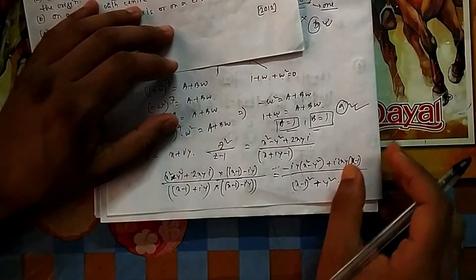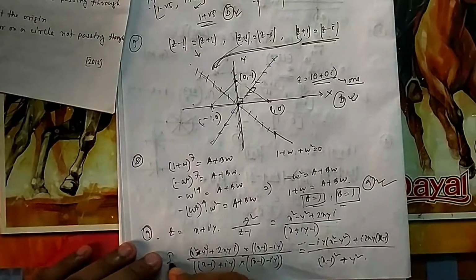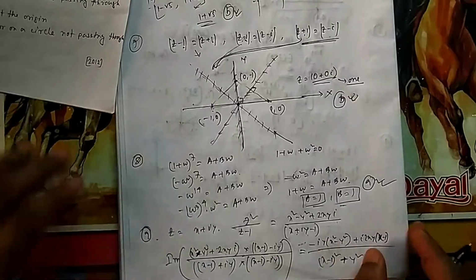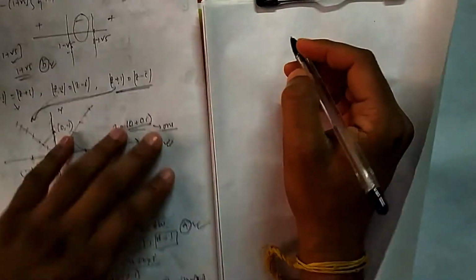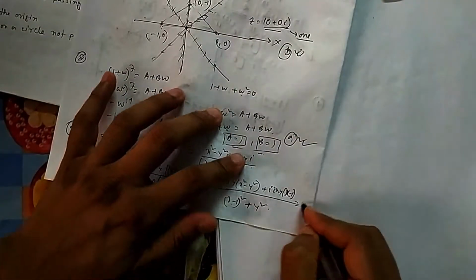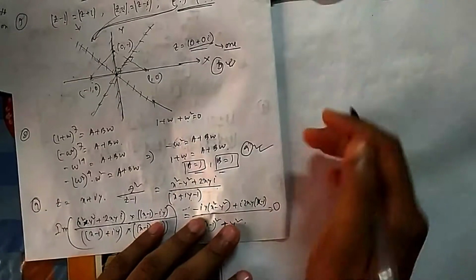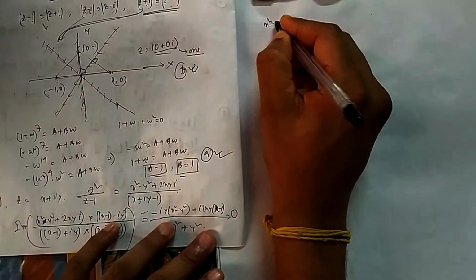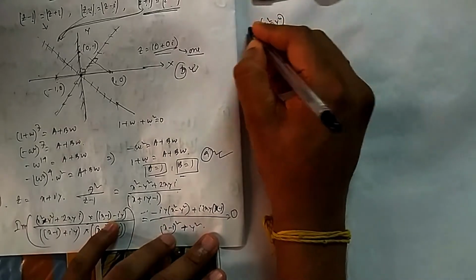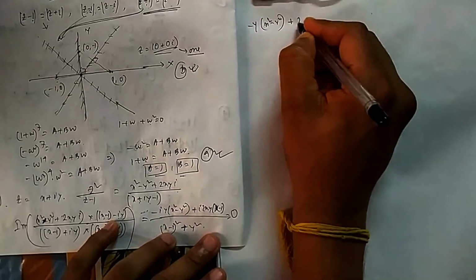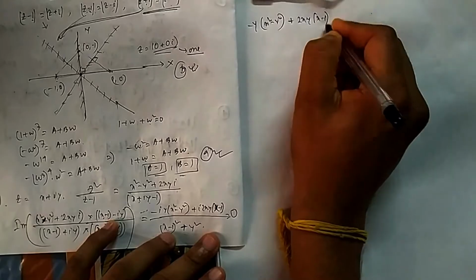So this should be equal to 0, because I am taking only the imaginary part of this one. So imaginary is this one. So if you make this one as 0, this other part is no need to write. So what will it be? It will be x square minus y square minus y into, plus 2xy into x minus 1, equal to 0.